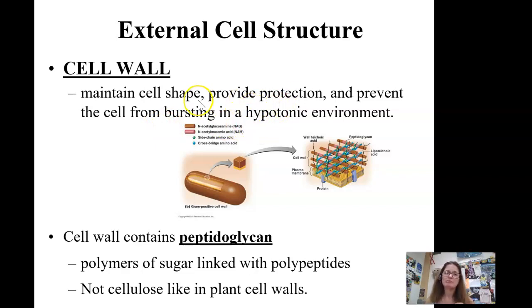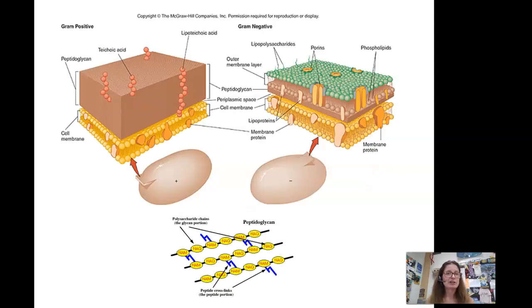So we have the same function, but structurally there are differences between those types of cell wall, and fungus has a whole different kind of cell wall than either of these. The cell wall of bacteria contains a material called peptidoglycan. So it's not cellulose. That would be plant cell walls. Peptidoglycan is what is found within the cell structure of bacteria.